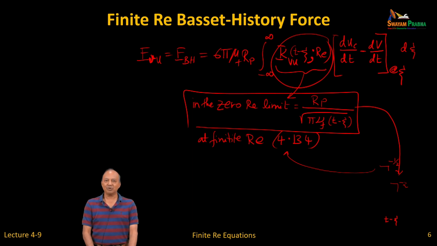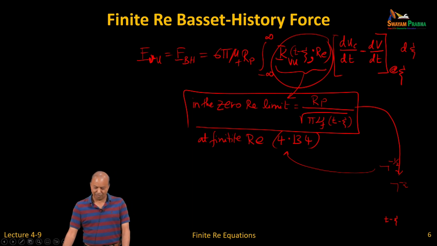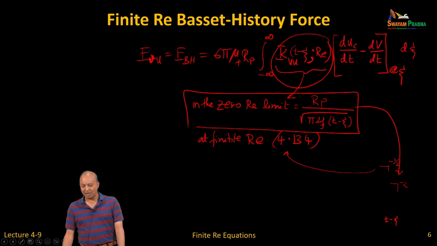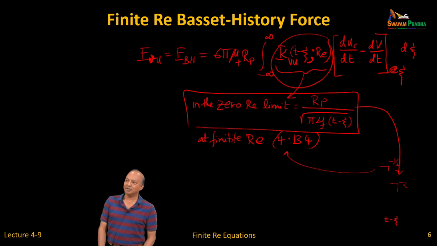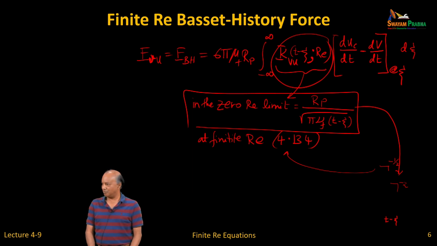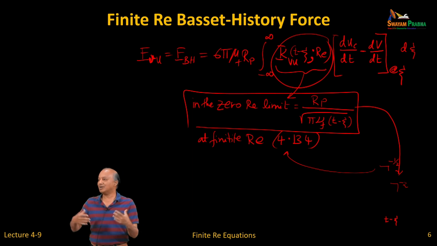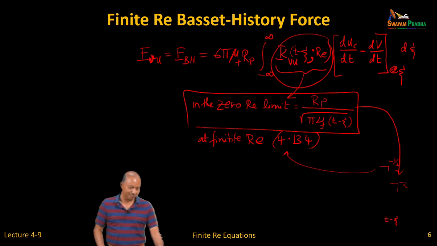That kernel at finite Reynolds number cannot be derived from theory. It has to be fitted from some simulations or experiments. And this is why a lot of people do particle-resolved simulations, mainly to get these kinds of corrections. And these corrections get multiplied onto some theory that people have derived at low Reynolds number.